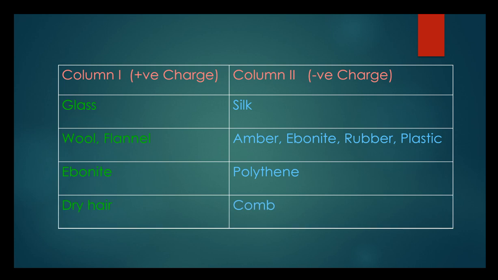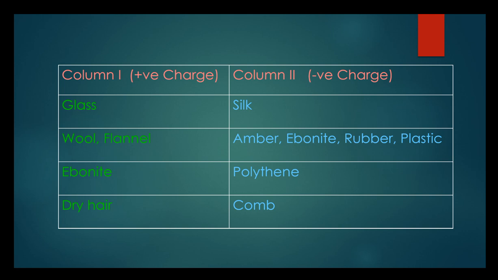Next we come to the table. We have two different columns for your ready reference. In column 1 there is one body of the pair which we are going to rub, and in the second column we have the second body. Glass and silk: glass gets positively charged, silk gets negatively charged. Wool and amber, ebonite, rubber and plastic: wool gets positive charge, and the others get negative charge. Ebonite and polythene: ebonite gets positive charge and polythene gets negative charge.